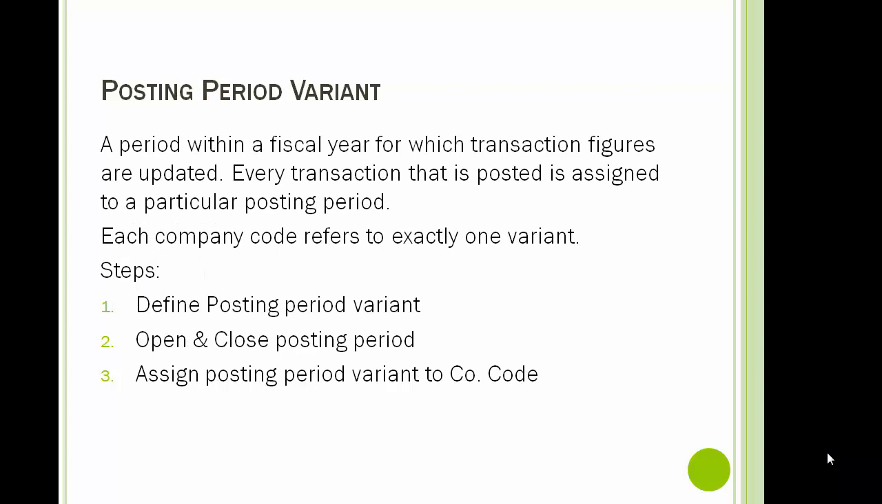Posting period variant. A period within a fiscal year for which transaction figures are updated. Every transaction that is posted is assigned to a particular posting period. Each company code refers to exactly one posting period variant. The steps are to define the posting period variant, then open and close the posting period, and assign the posting period variant to the company code.